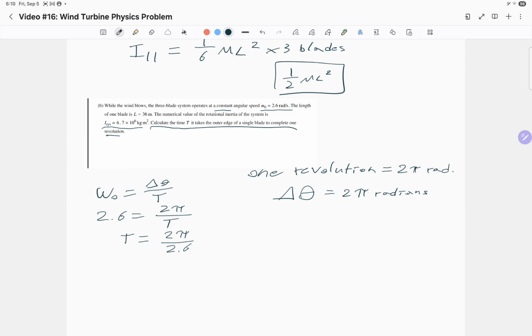Okay, so I'm back. I got my calculator. And this gets you t equals 2.42 seconds. Okay, just had to pause it for a second. That's your answer.